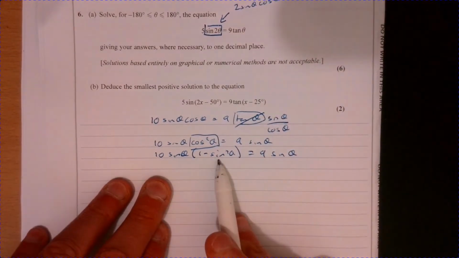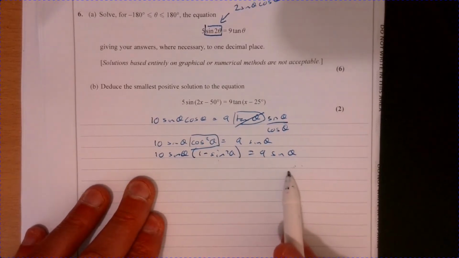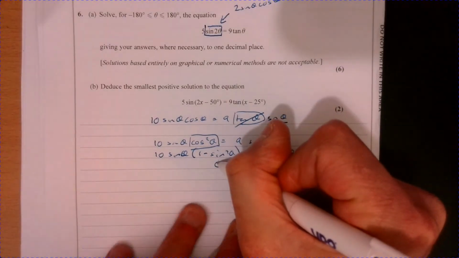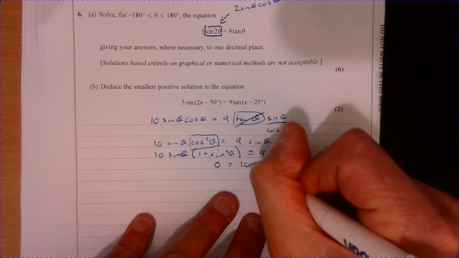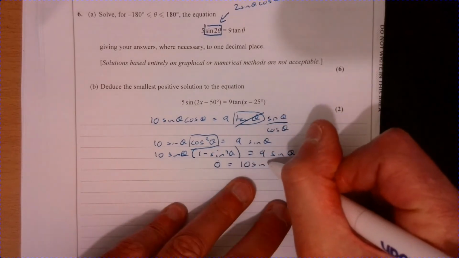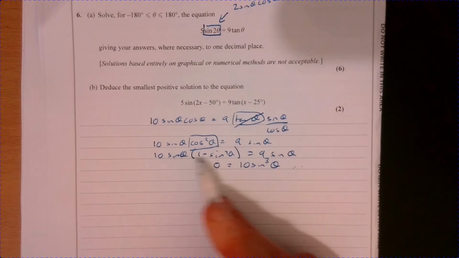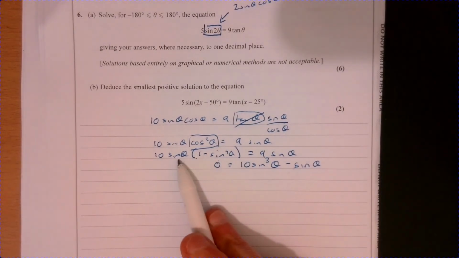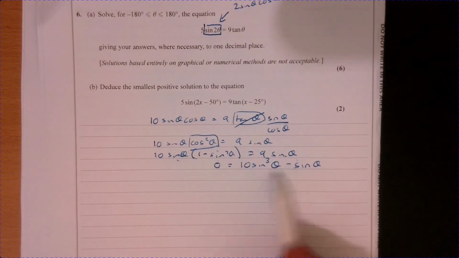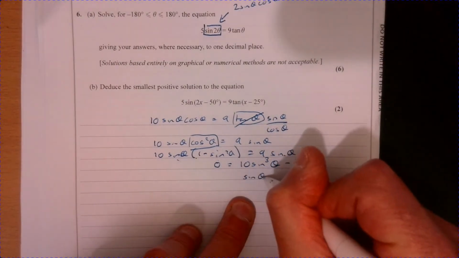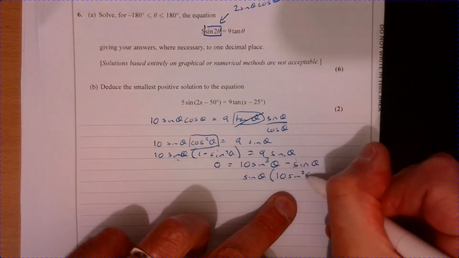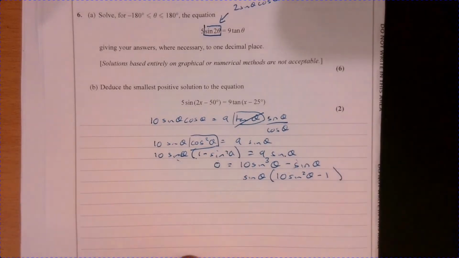If I multiply this out, and I'm going to take it over onto this side just to avoid having a negative 10 there, that's going to give me 0 equals 10 sine cubed theta, because I've multiplied this out here. I can do the same with this, and then it's going to be minus sine theta. So I can have 10 of them, and I'm taking it away from both sides. So I get this stage here. Right, rewrite this. So I've got sine theta, and then inside the bracket we can have 10 sine squared theta minus 1. So what are we doing now?